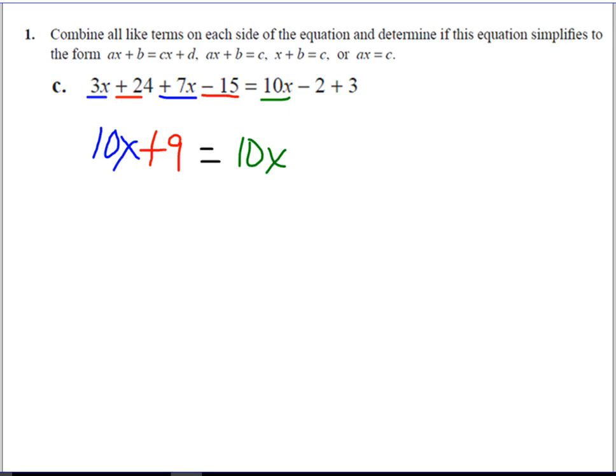And then we have our negative 2. Don't forget that the minus sign in front of it has to be looked at as a negative number, negative 2. And we have 3 being added to that, so negative 2 plus 3 equals 1. So we have plus 1.